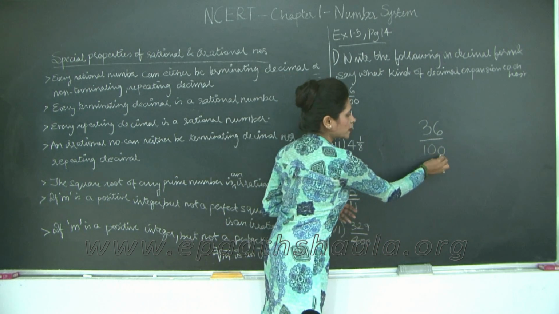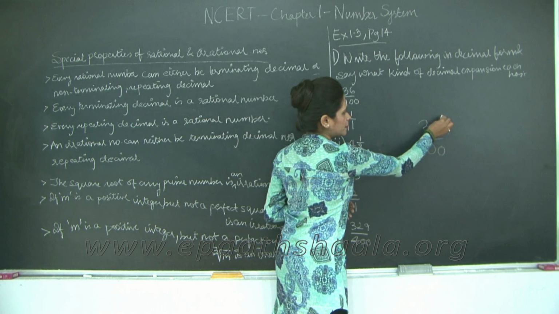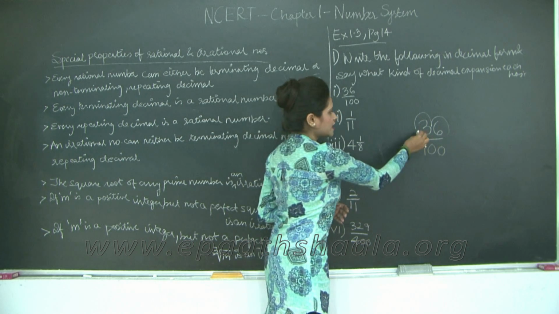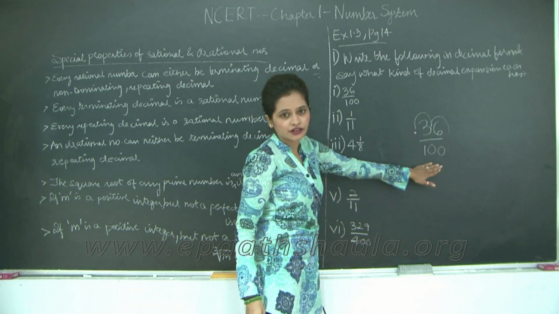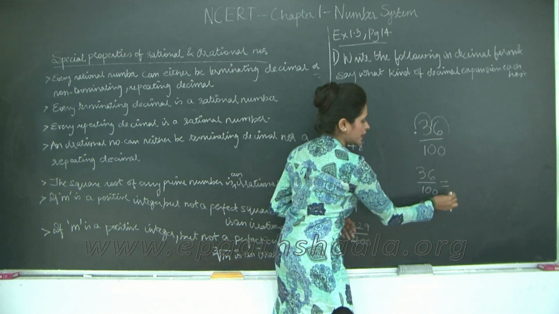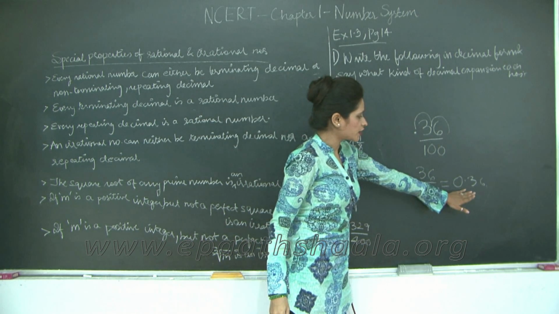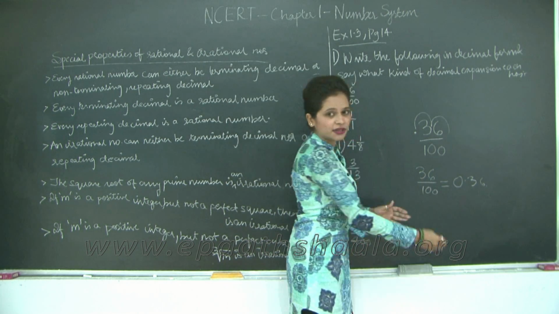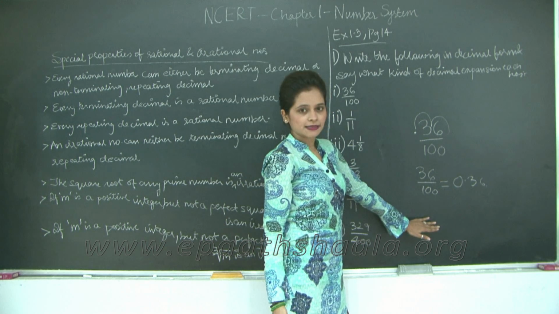We know that there are two zeros in the denominator. So I can simply take one place, two places, starting from my right, moving towards my left, and place a decimal here in order to get rid of this 100. So 36 upon 100 is nothing but equal to 0.36, right? If I wanted to remove this decimal, I would multiply it by 100. Similarly, I have 36 upon 100.